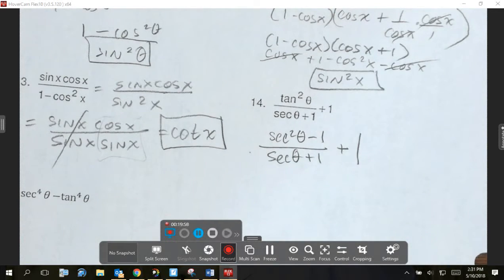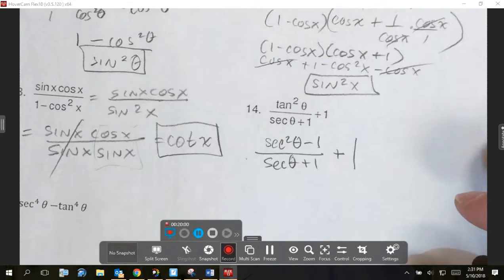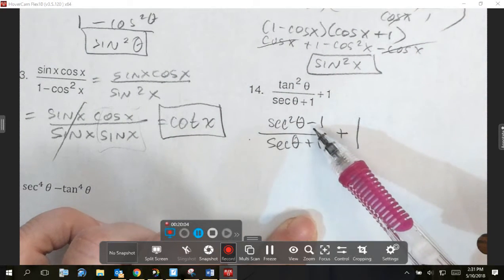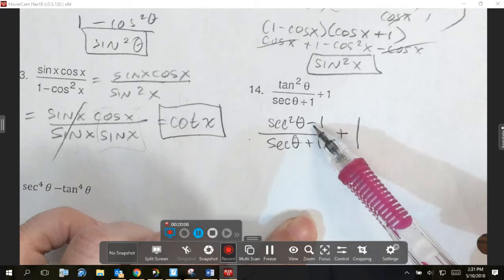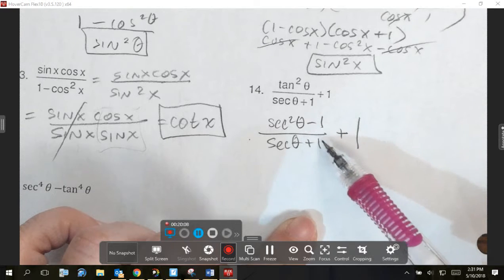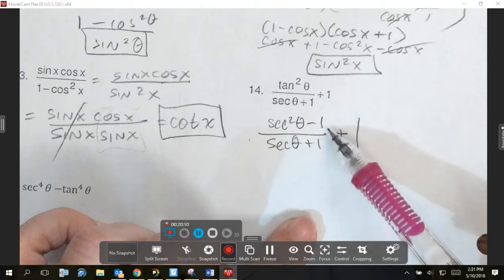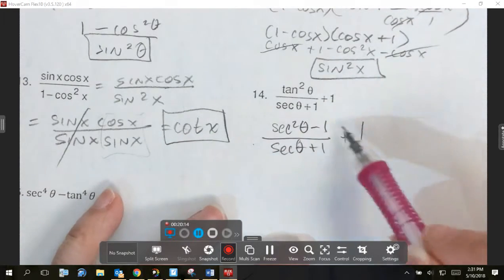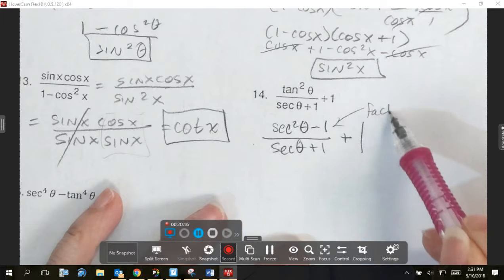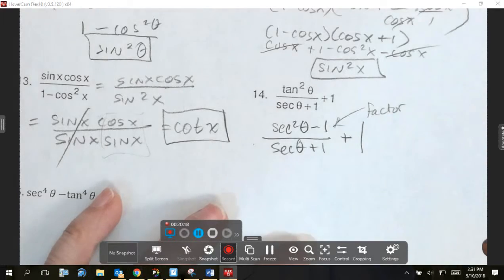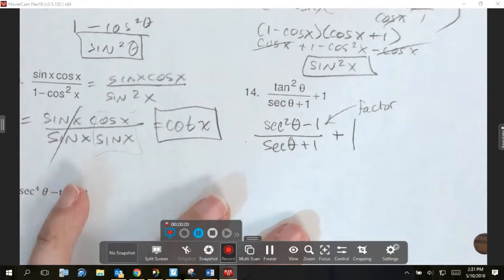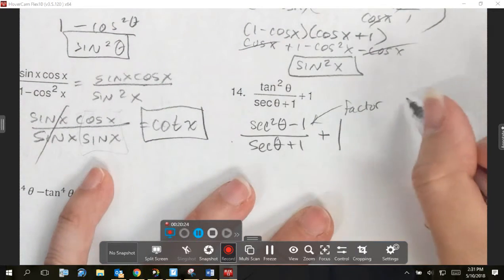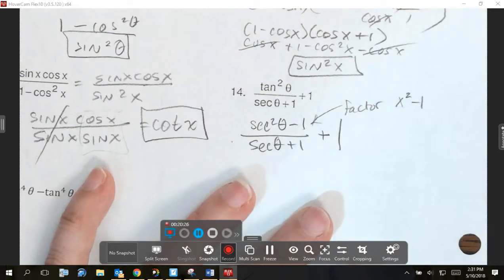Okay. Now the reason why I did that is because I cannot cancel unless I factor. So when I have a plus sign or a minus sign, I cannot cancel numbers that are next to plus or minus signs. I would have to cancel a factor. So what I'm going to do now is factor this numerator. And I'll factor it with not secants first. I'll just make x's. This would be something like x squared minus 1.